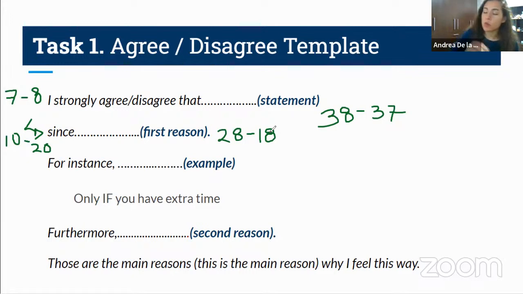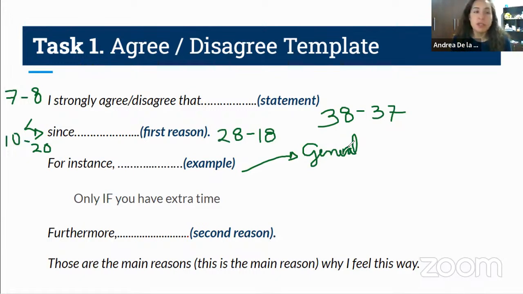So maybe with the examples, you can go with a general example. So for example, you could say, this happens especially for science majors. Maybe you could mention one specific major. Maybe you could say, physics majors need to have laboratory and practical classes in order to learn their lessons in depth. However, with online courses, this is not possible due to the lack of equipment from students.